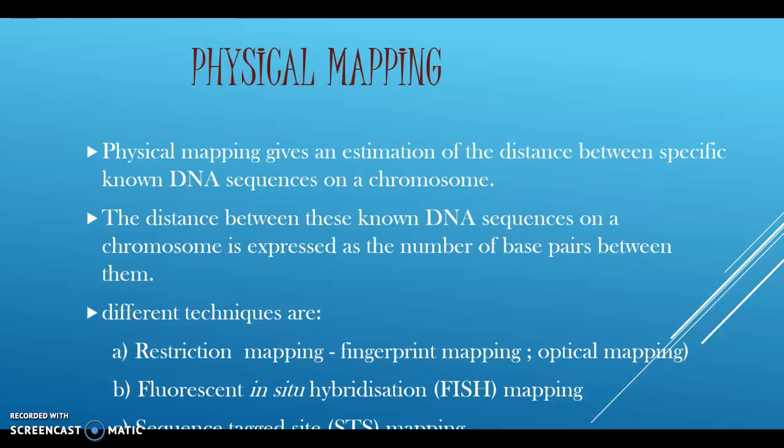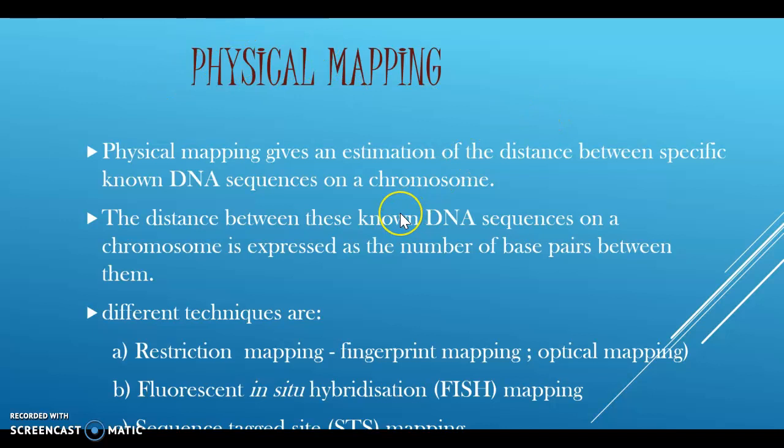And the distance between these known DNA sequences on the chromosome is expressed in the number of base pairs between them. The different techniques used for physical mapping are restriction mapping, fingerprint mapping, fluorescent in situ hybridization, somatic cell hybridization, and sequence tagged site mapping. These are the different techniques of physical mapping.